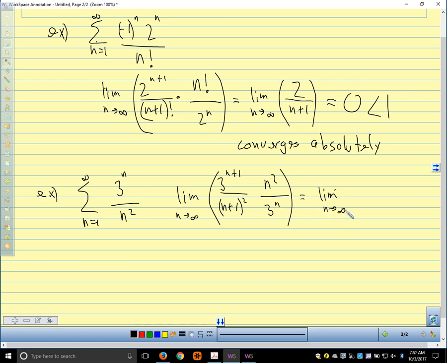Limit as n approaches infinity of 3 to the n plus 1 over 3 to the n, I get a 3, n squared over n plus 1 squared. And as n approaches infinity, what's that limit? 3. We could multiply this out. We could do L'Hopital's rule a few times, or we could remember that for rational functions, the ratio of the leading coefficients gives us our horizontal asymptote. So we get 3, which is greater than 1, so the series diverges.